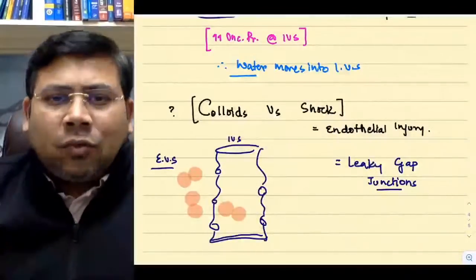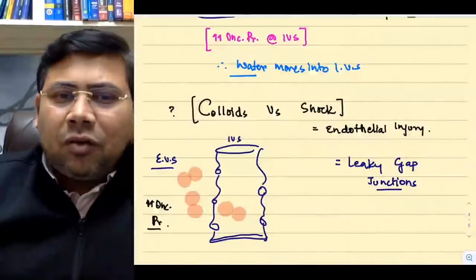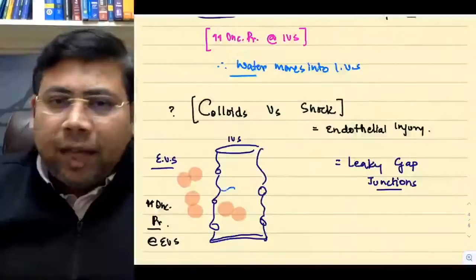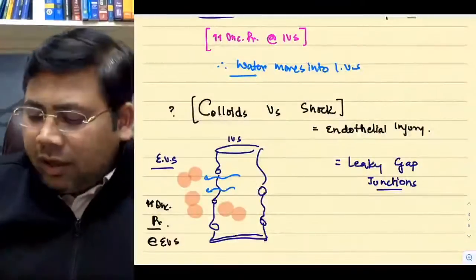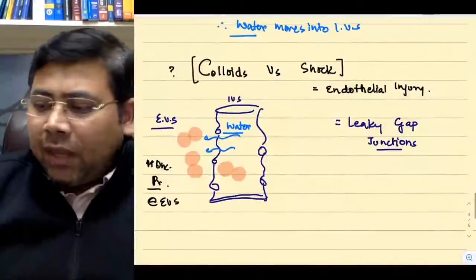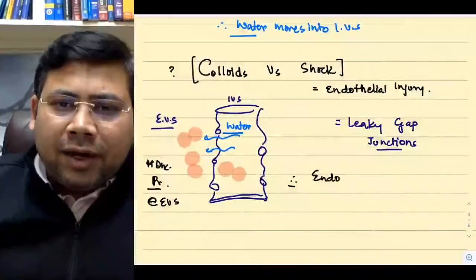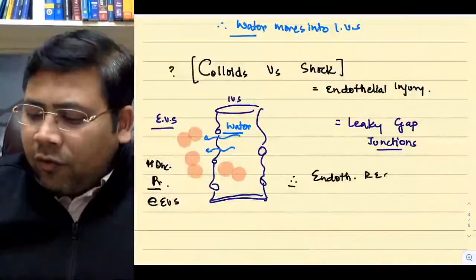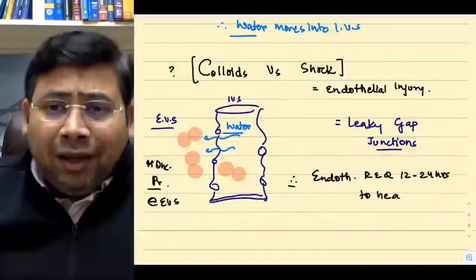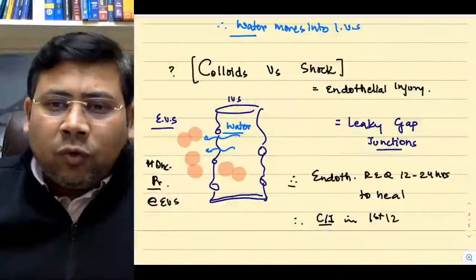They will only add to the oncotic pressure. So there is an increase in oncotic pressure of extravascular space, and the reverse of what you were planning actually happens. The water is further siphoned from the intravascular space to extravascular space, and the patient might collapse. So remember, the endothelium requires 12 to 24 hours to heal, and therefore colloids are contraindicated in the first 12 to 24 hours.